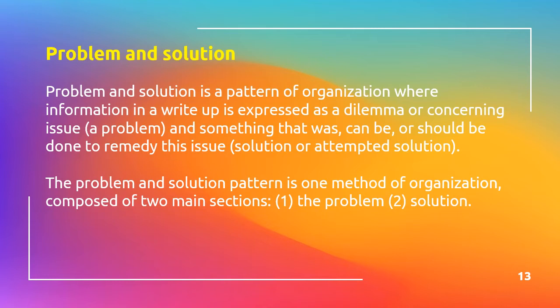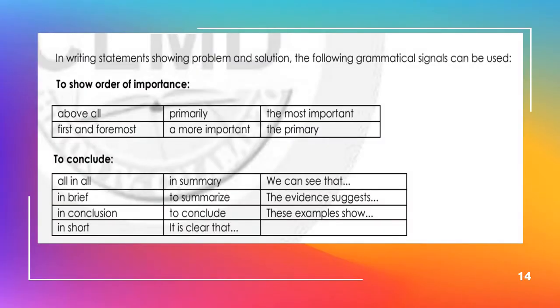The problem and solution pattern is one method of organization composed of two main sections. We have, of course, the problem and the solution. Okay, so these are the grammatical signals that we can use showing problem and solution. So the first one is to show order of importance. We have here above all, first and foremost, primarily, a more important, the most important, and the primary.